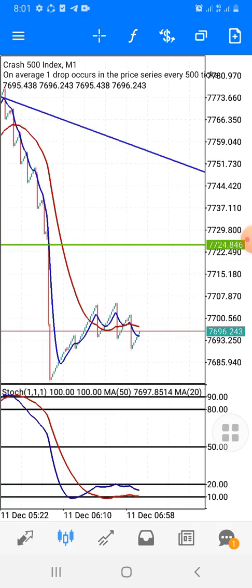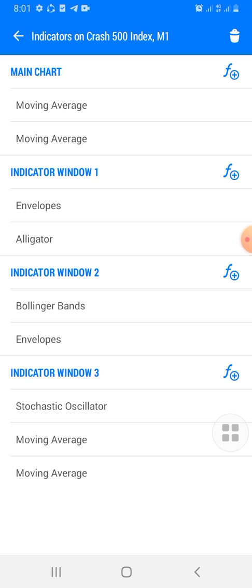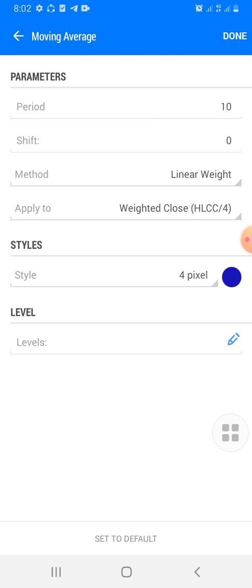Okay, let me show you the settings for the strategy so that you know what the settings are all about. You go to the F button here. What we are looking at at this point, we are not looking at all of this. We are going to look at the main chart. The main chart is what we are interested in, which is the first one here. There we have moving average period 10, shift 0, method linear weighted, apply to weighted close, HLC/4. I choose 4 pixels of blue, and the next indicator here is period 50, shift 0, linear weighted, weighted close, same HLC/4, and I choose 4 pixels of red.